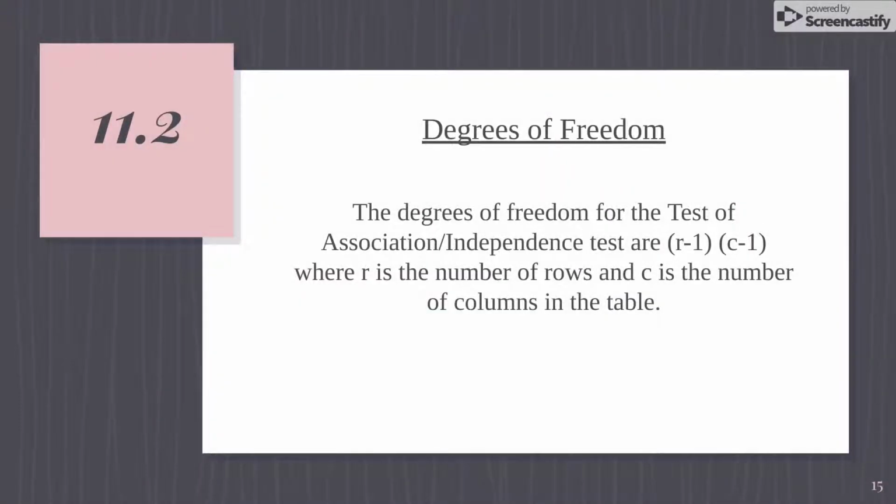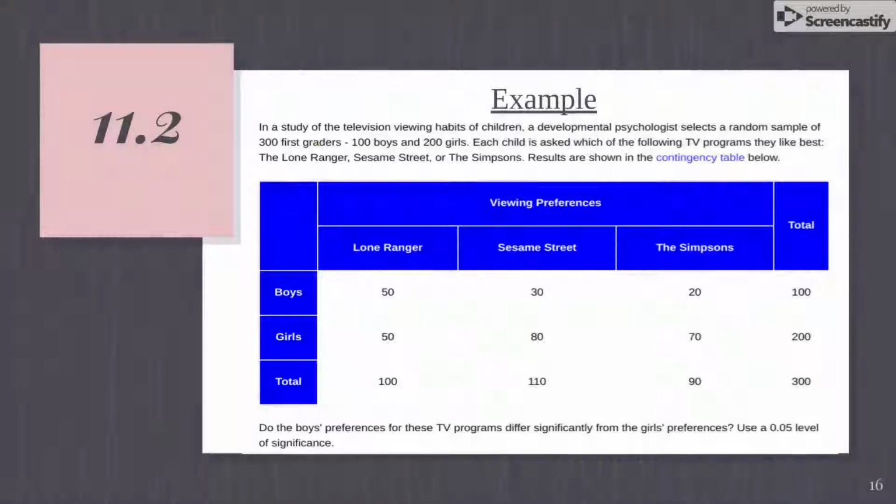All right, and then calculating your degrees of freedom is also different from a goodness of fit test. For this one, you'll do your rows minus 1, your columns minus 1, and then you will multiply those two numbers together. So it's pretty easy. Just have to see it in a problem.